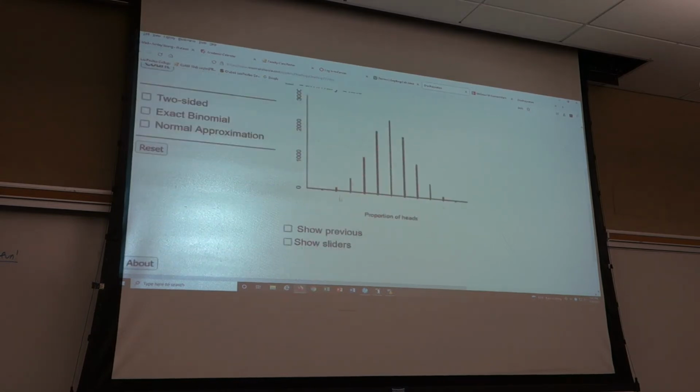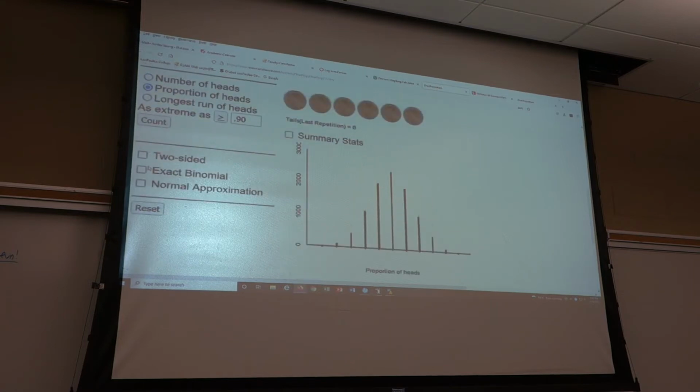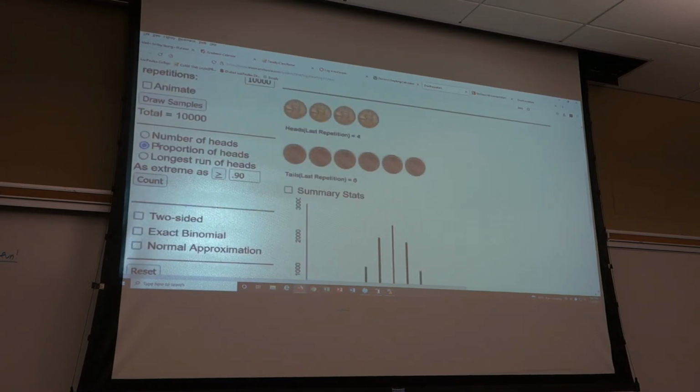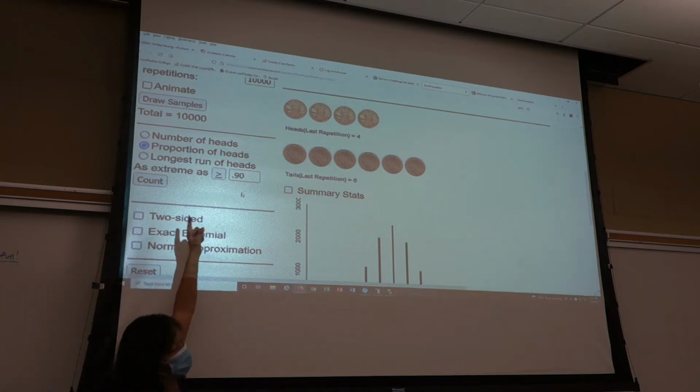And you should have something down here at the bottom after you hit draw samples. Everybody have that? Michaela, you have it? Okay, great. Omar, do you have it? Okay. So now we want to do proportion, so down here we want to count proportion of heads as extreme as 90%, right? Because we had 9 out of 10 heads. So make that proportion of heads greater than or equal to 0.90. And then hit count.